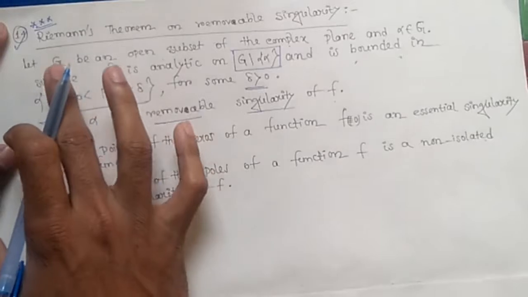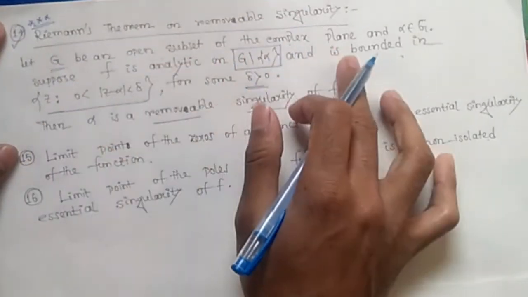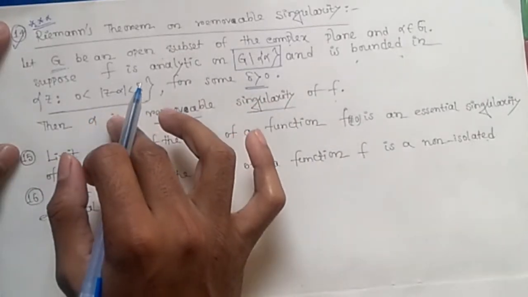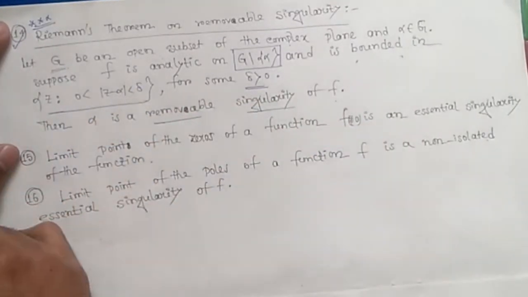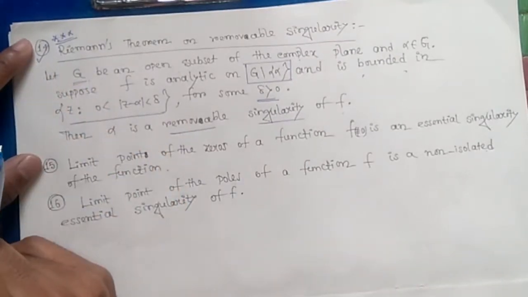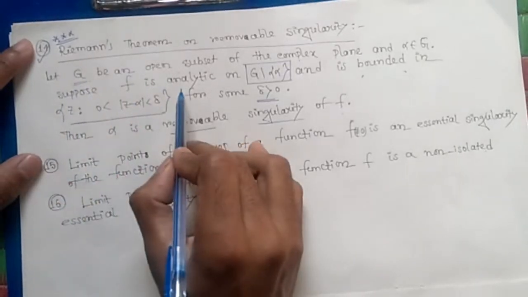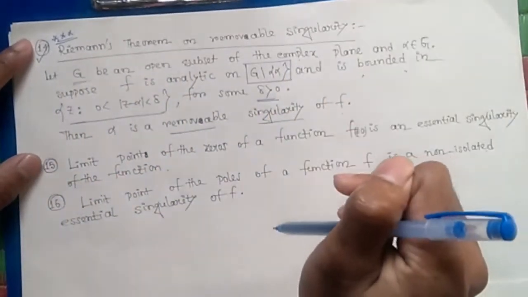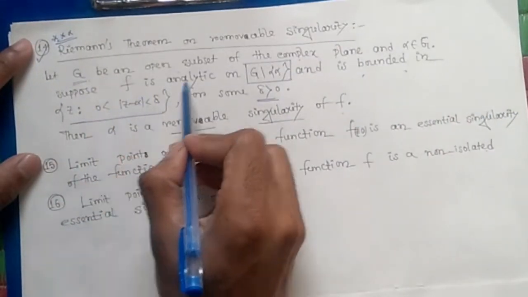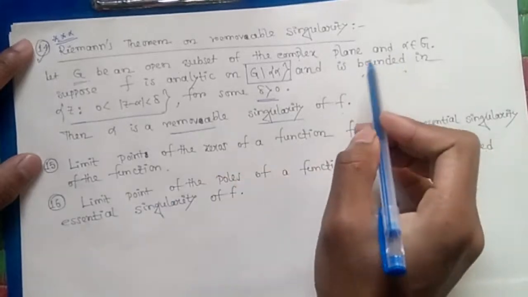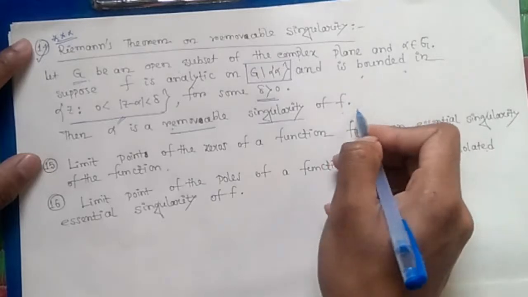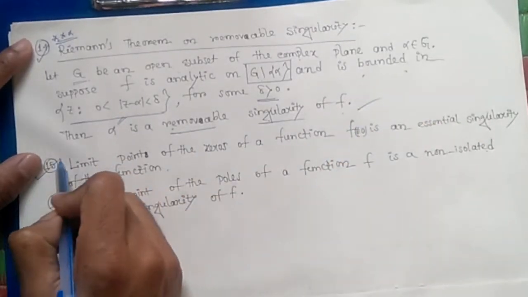Also you can say that if f is analytic and bounded in a deleted delta neighborhood of alpha, then alpha is an analytic point or a removable singularity of f. Either one case must be true. So the theorem says that if f is analytic on G minus alpha and bounded in a deleted delta neighborhood of alpha, then alpha is a removable singularity of f. No problem.